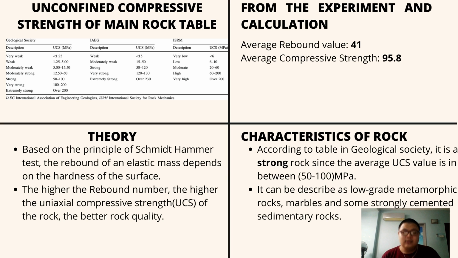So according to the table from the Geological Society that we have put in the top left corner, we can find that it is a strong rock since the average UCS value is between 50 and 100 megapascal. So it can be described as low-grade metamorphic rocks, marbles, and some strongly cemented sedimentary rocks. So that's all for our discussion.